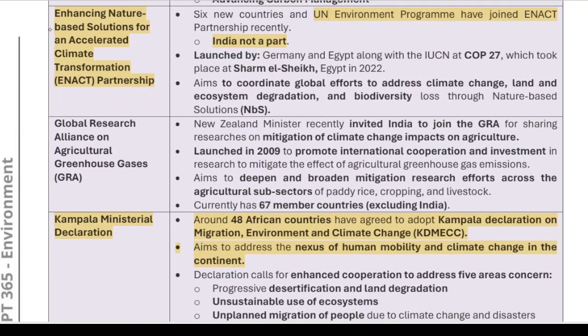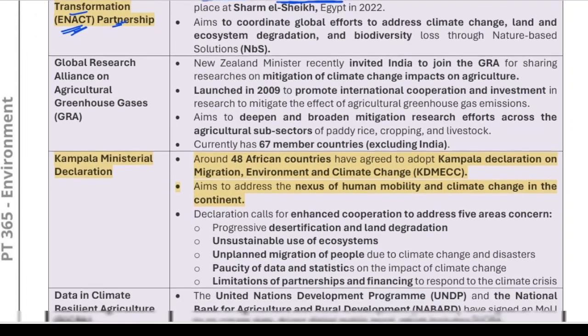Enhancing Nature-based Solutions for Accelerated Climate Transformation, the INTACT partnership. You just have to remember that it has not been launched by UNEP, but UNEP has joined it. India is not a part. Only these two pieces of information are sufficient for your answer. Or if you want to add, you can add that Germany and Egypt launched this INTACT partnership. Other things are irrelevant and not very useful.